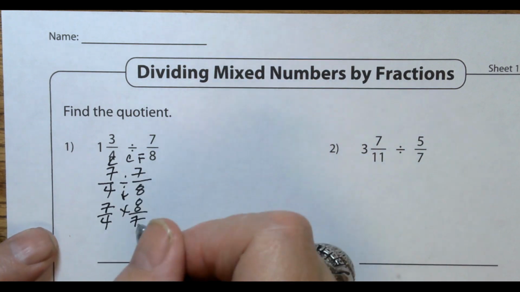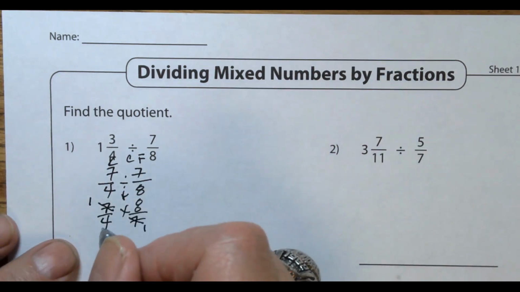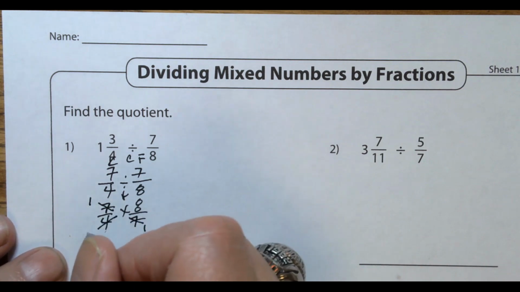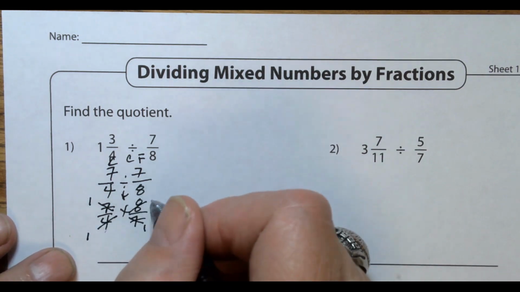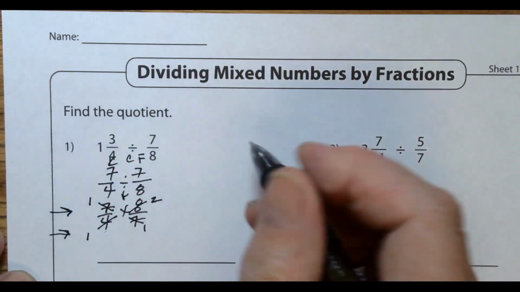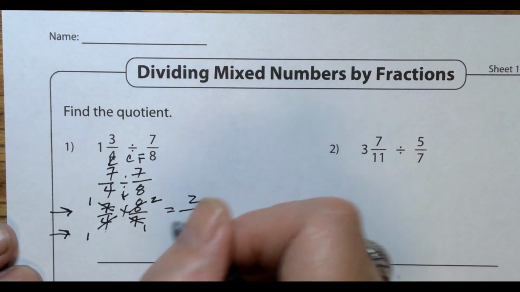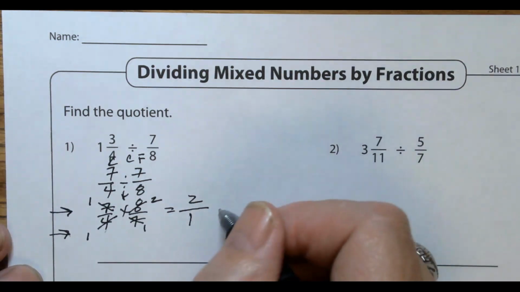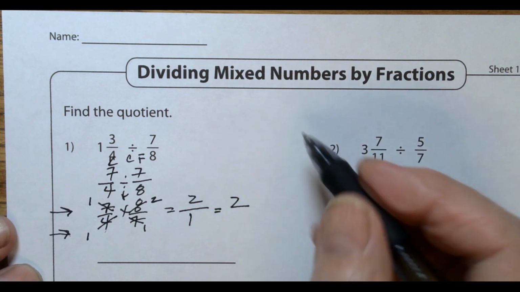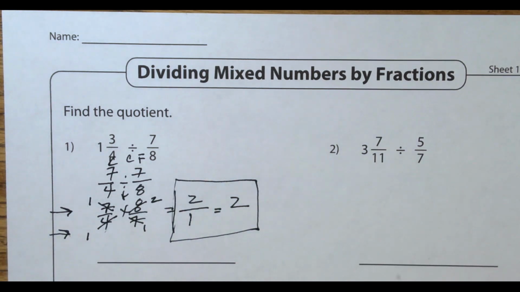Well, 7 goes into 7 once, 7 goes into 7 once. 4 can go into 8, so 4 goes into 4 once, and 4 goes into 8 twice. Now I'm going to multiply straight across. 1 times 1 times 2 is 2. 1 times 1 is 1, which is the same thing as 2. So my final answer is 2.